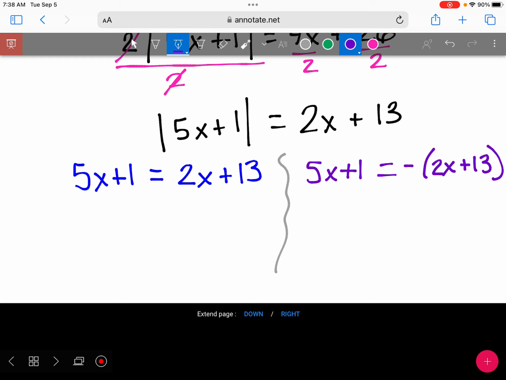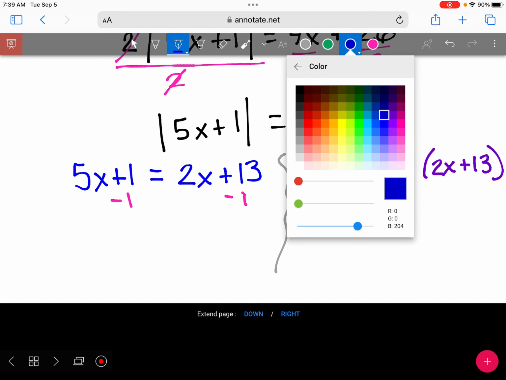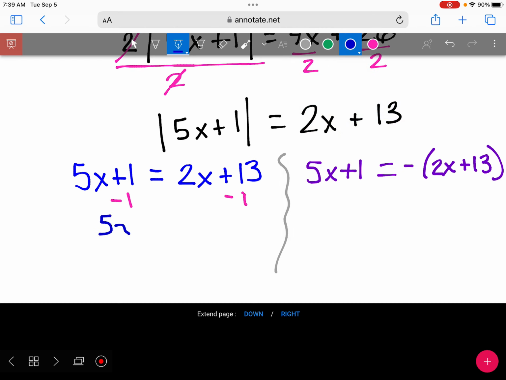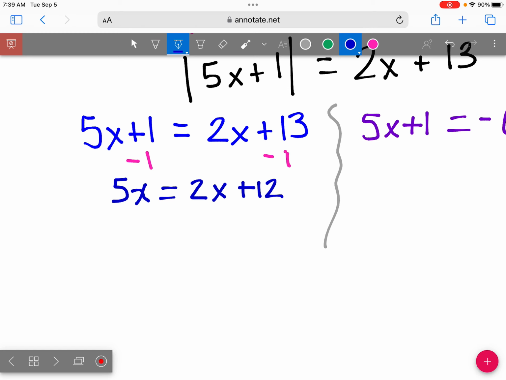So what are we going to do to solve this blue one? Minus 1 on both sides. That's going to give us, okay, I get my blue back. 5x equals 2x plus 12. Keep going. Minus the 2x on both sides.